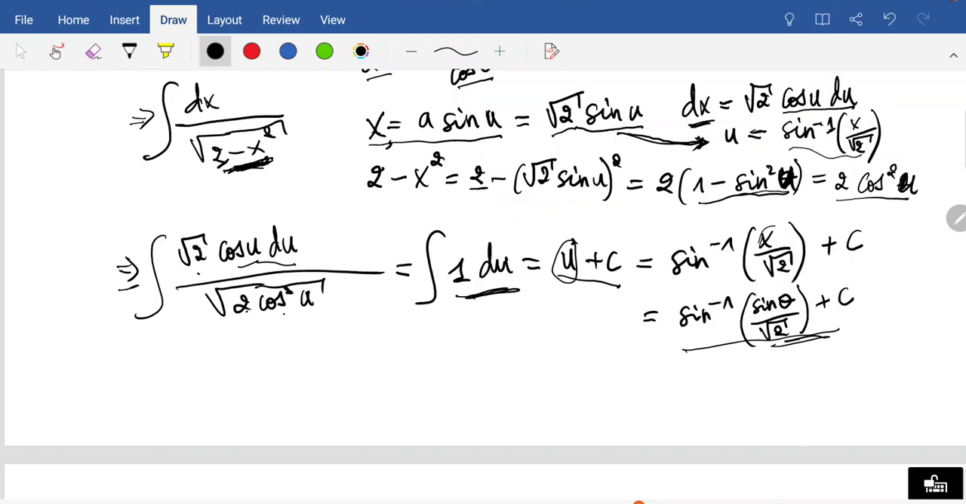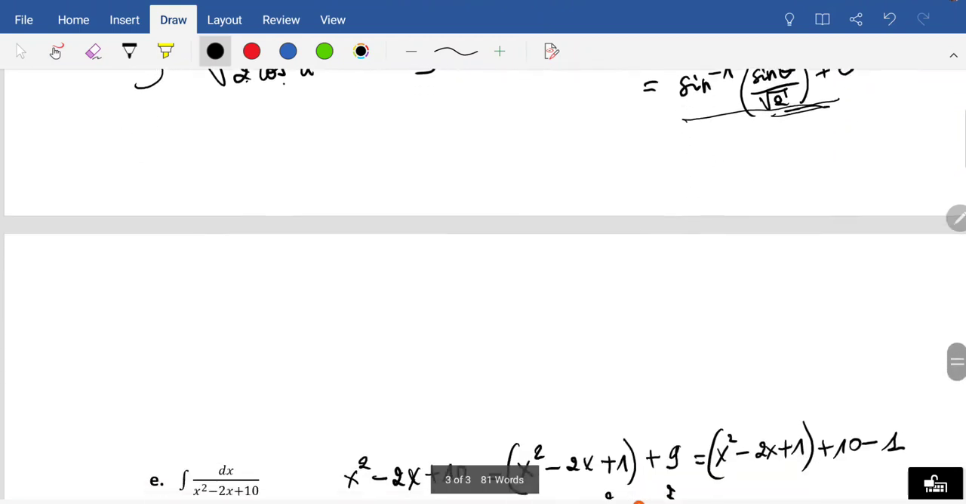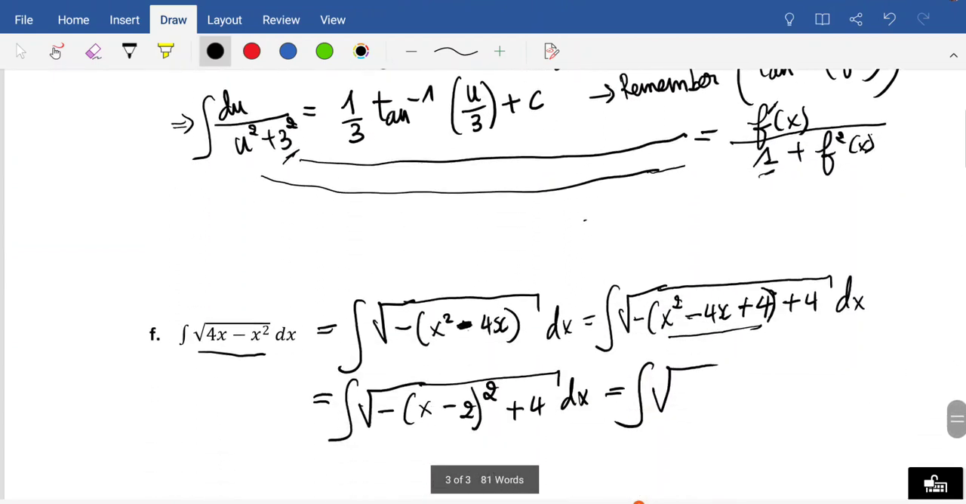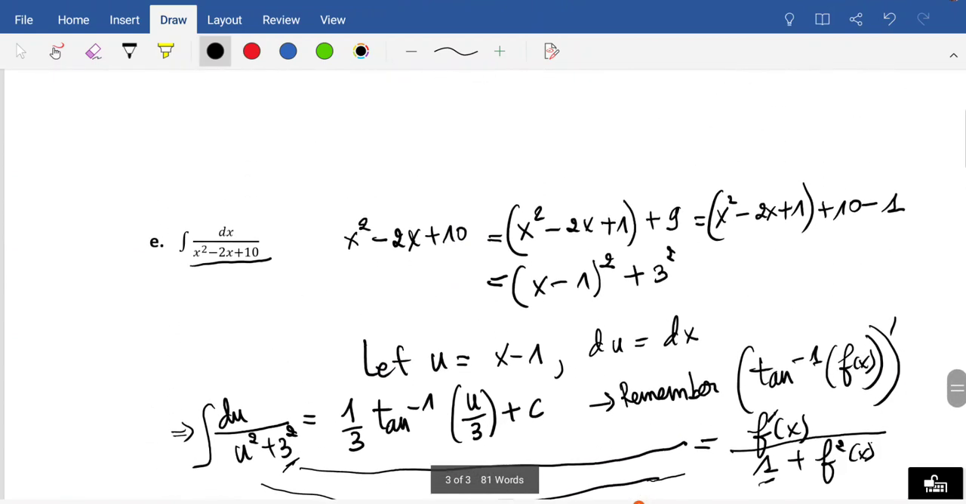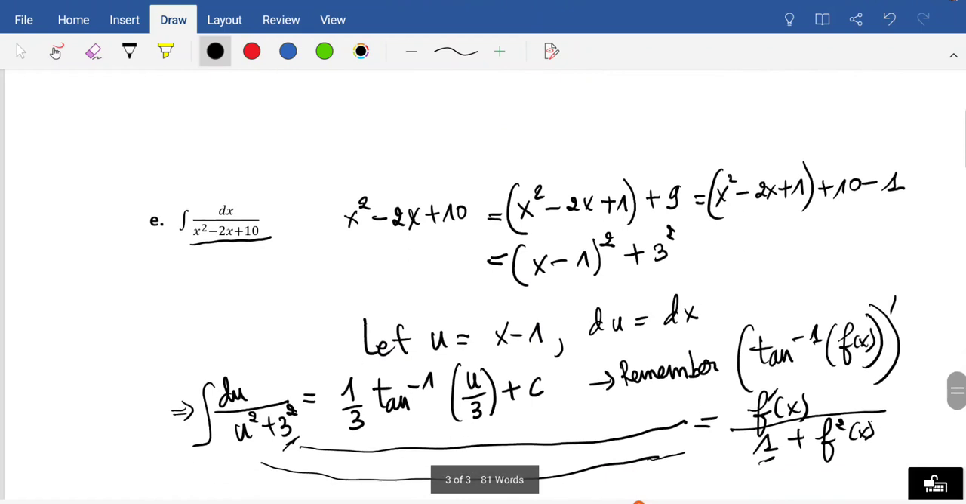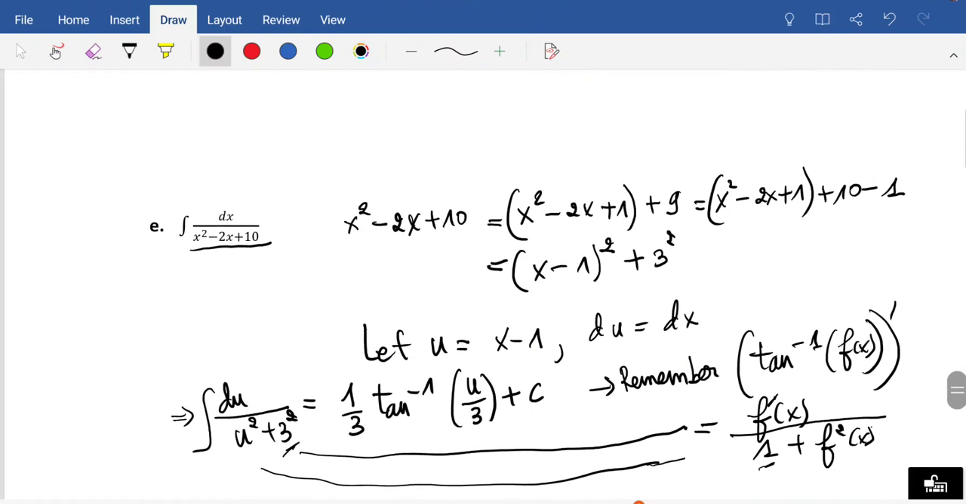Hopefully this makes sense. So moving on to the next example that we have: the integral of 1 over x squared minus 2x plus 10.